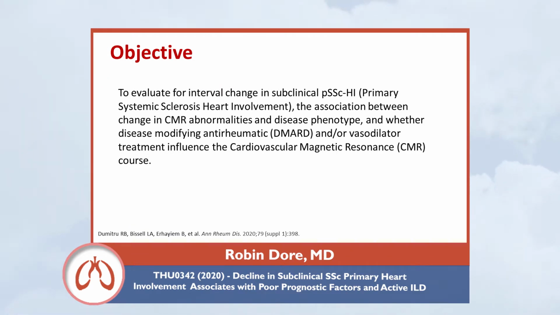These patients could not have more than 2 cardiovascular risk factors. They couldn't have diabetes. They couldn't have known cardiovascular disease. So it was looking at patients with systemic sclerosis who really did not have evidence of clinical heart disease. What did the subclinical findings on the cardiac MRI mean with regards to their overall prognosis?